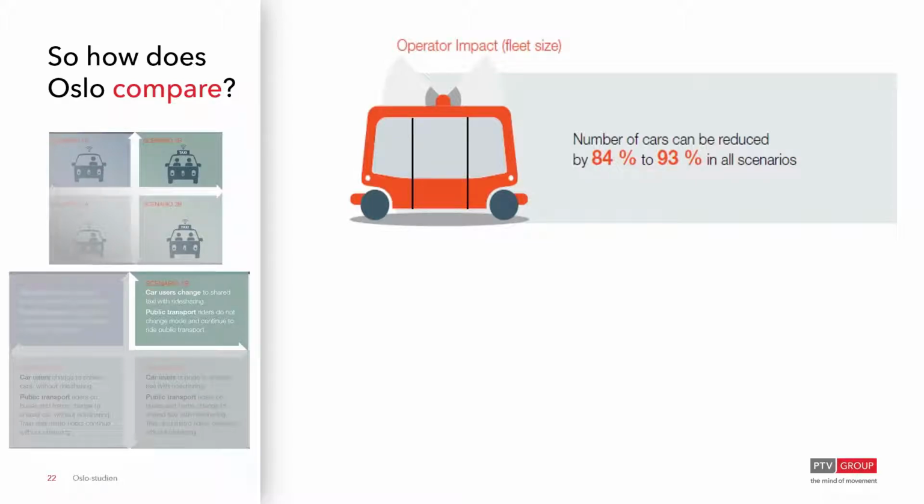This is a nice statistic to start with. The most optimistic scenario regarding the reduction of vehicle miles driven is a scenario where all car users start to share their rides, and the public transport users continue using public transport services, and that's scenario 1B. In scenario 1B, we can actually reduce the number of cars required to move those people around by 93%. That means we only need 7% of the existing cars to move people around. And it is pretty easy to do the math on that one.